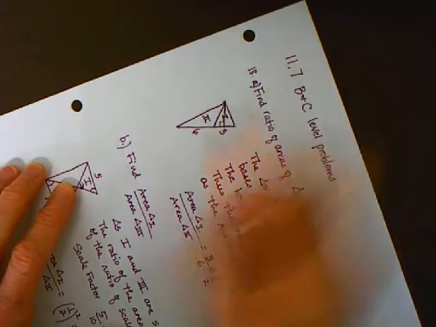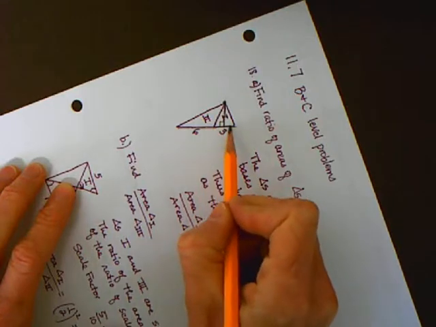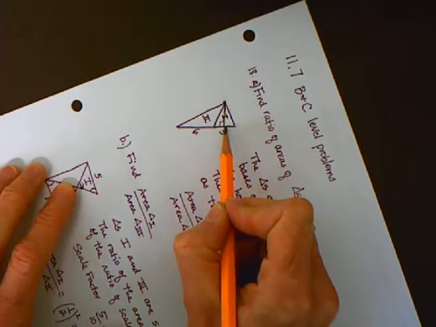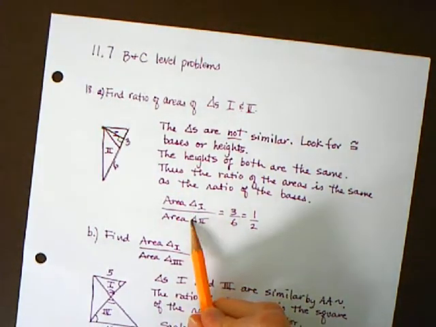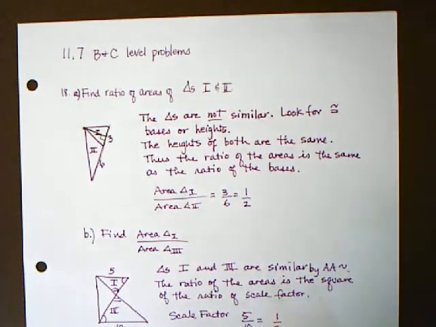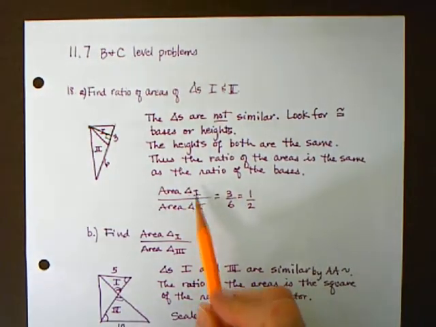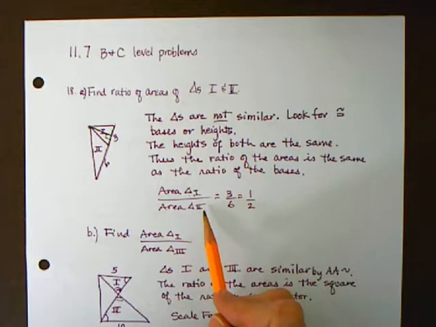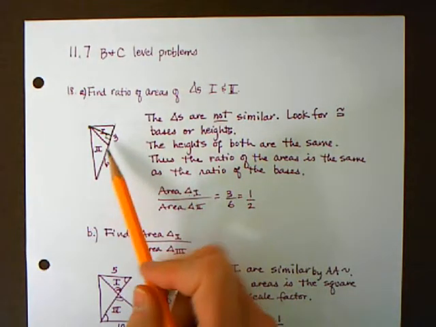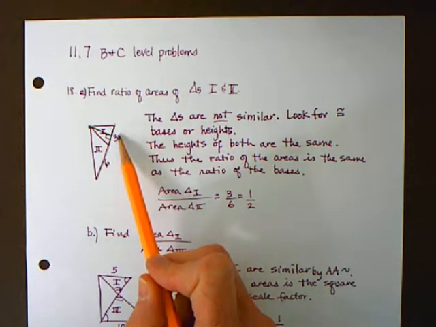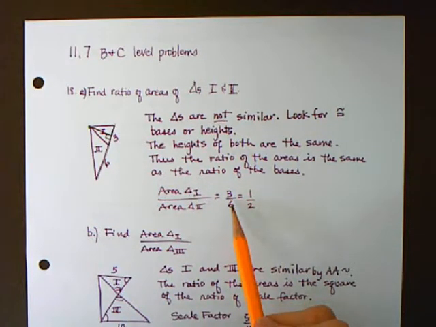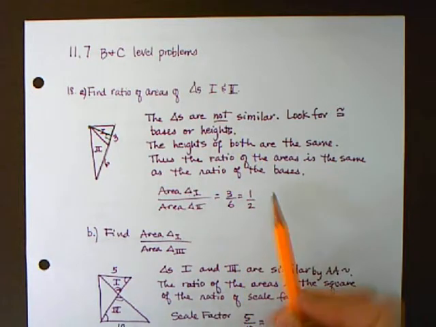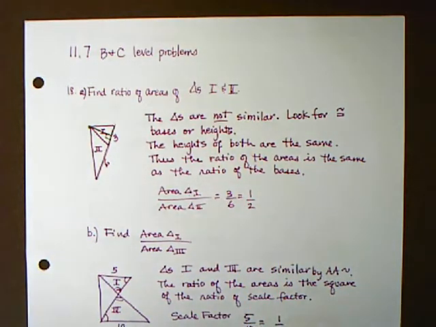So because the heights for triangle 2 and triangle 1 are exactly the same, then I can say that the ratio of the areas, in other words, just the comparison of the areas, all you're doing is making a fraction out of the areas, is the same as the ratio of the sides. So the base of triangle 1 is 3, the base of triangle 2 is 6. And so when I reduce that fraction, I get a half.